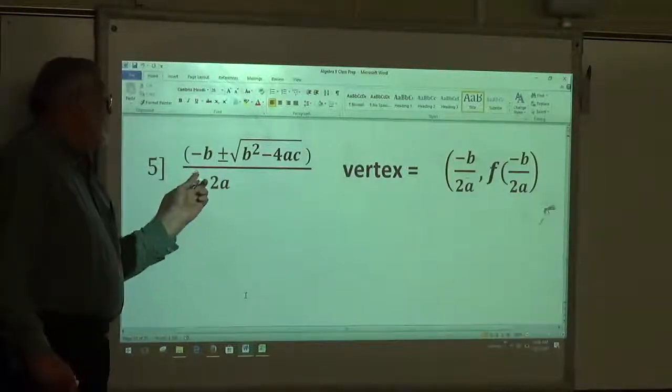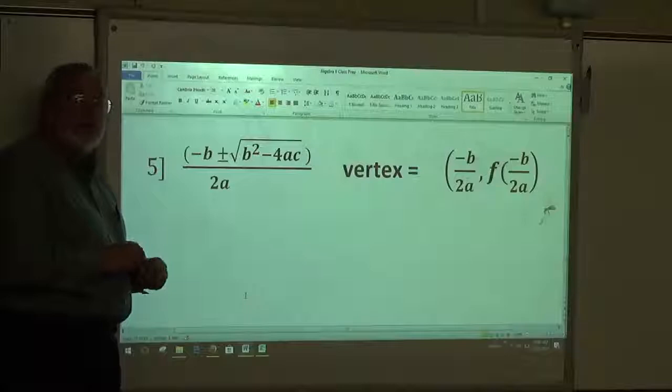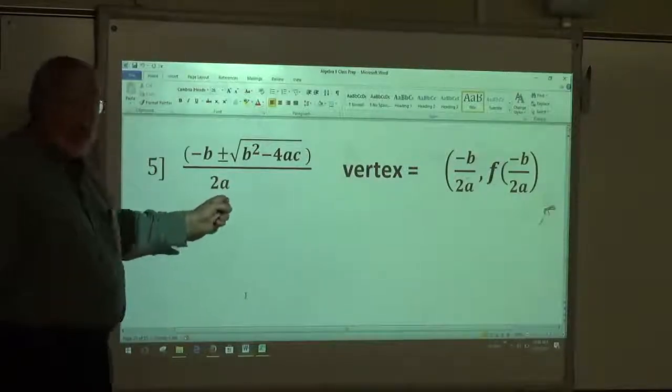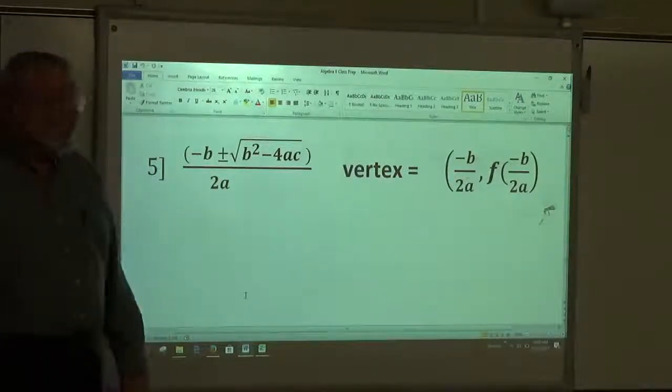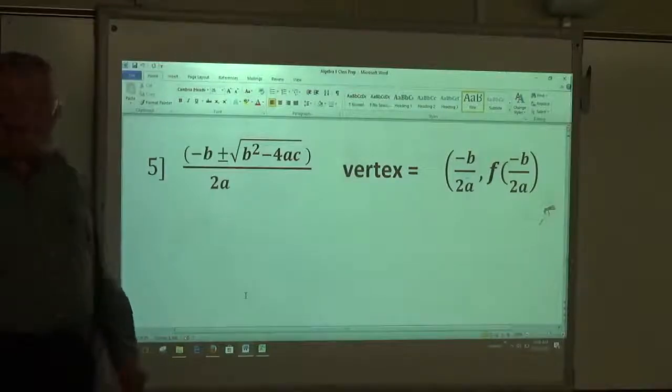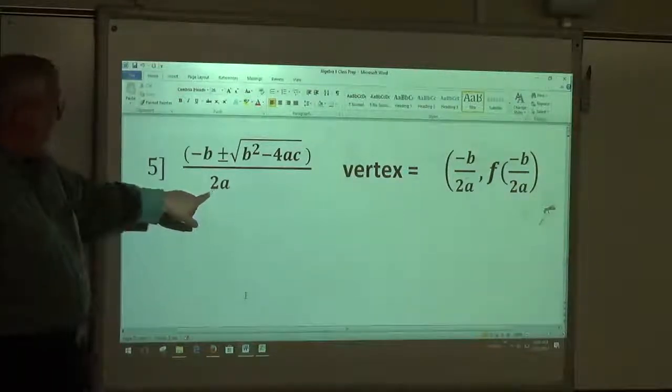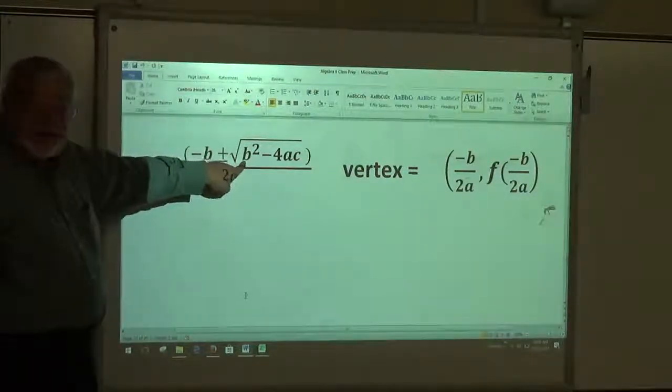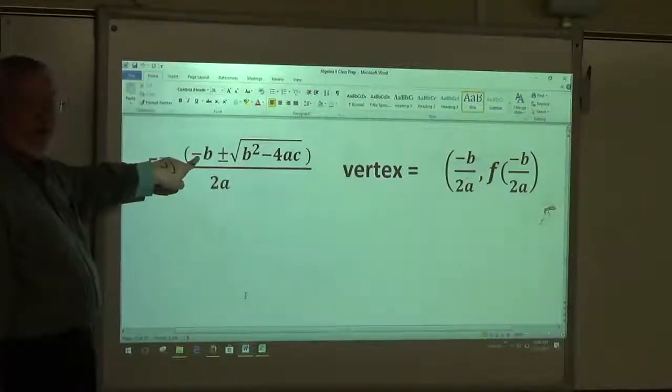When we start in Algebra 1 to learn this, it's all over what? All over 2a. Now, if you'll notice, all the letters, the A, B, and C are all inside the square root. Yes, they are. Right? B squared.